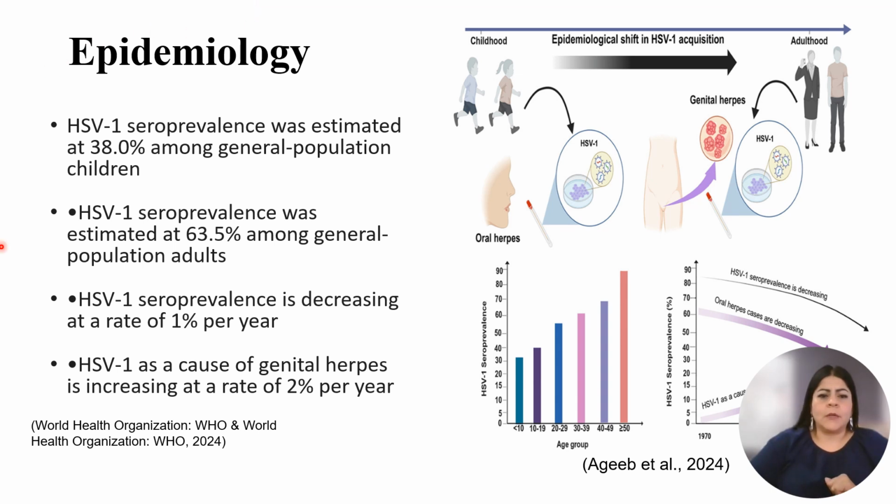So as we can see here, HSV-1 was estimated at 38% among the general population in children, 63.5% in adults. And HSV-1 has a decreasing rate of about 1% per year. And HSV-1 as a cause of genital herpes is increasing at a rate of 2% per year. So herpes 1 is becoming a more common form of genital herpes.